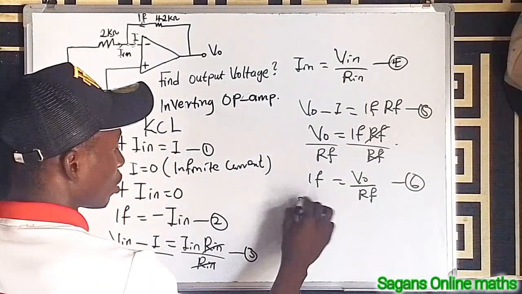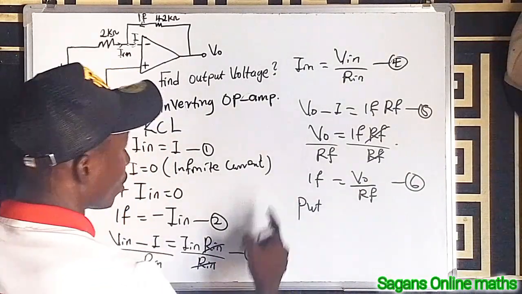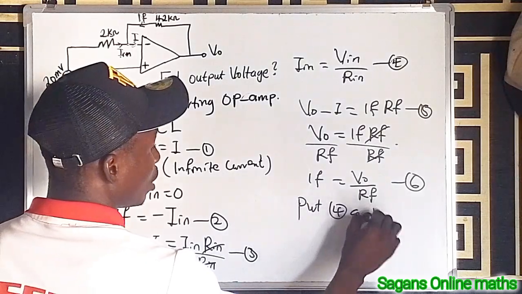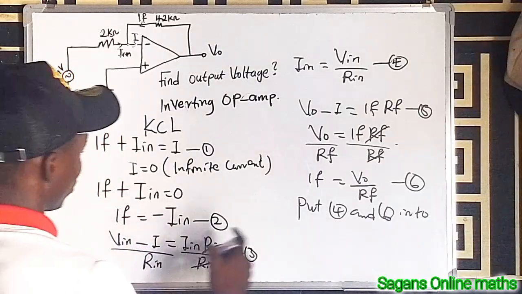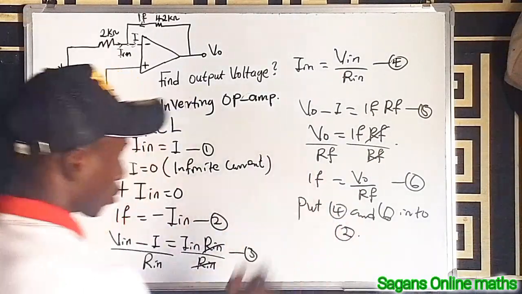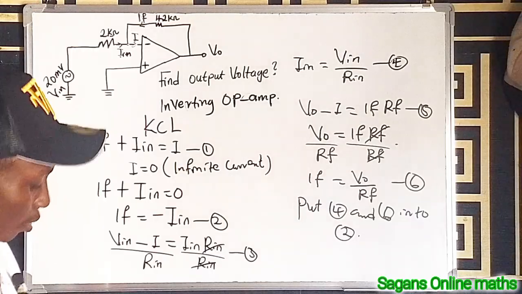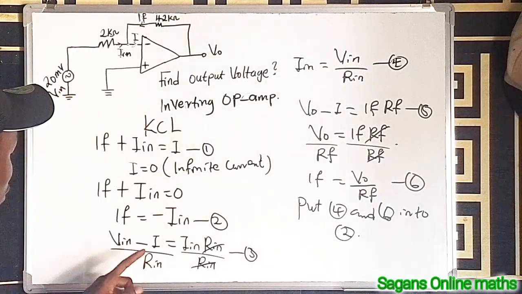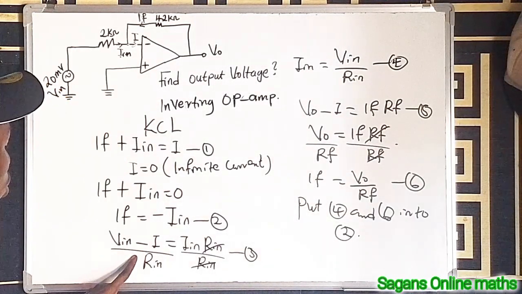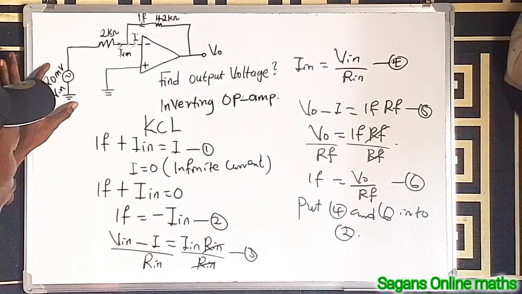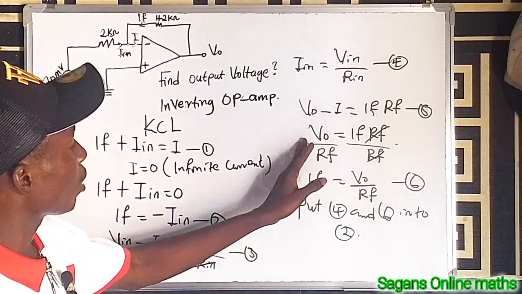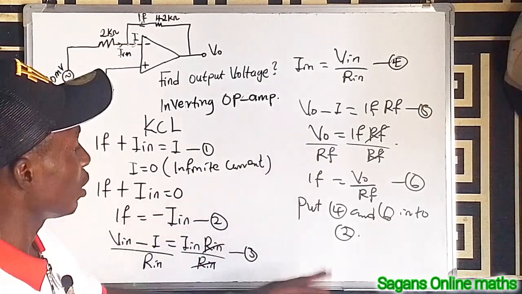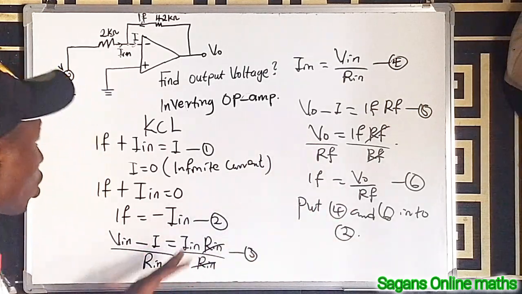Now let's put equation 4 and equation 6 into equation 2. That's what we're going to do next, right? Now let me explain further. Now here is the current drop across the input source, which is the V in. V in is the input voltage. This is the current drop. Then this is the current drop across the output.